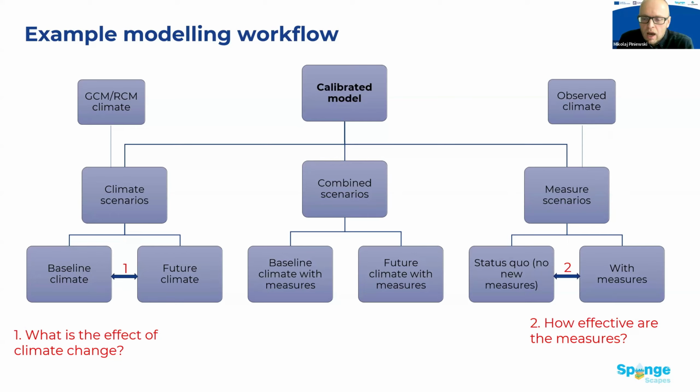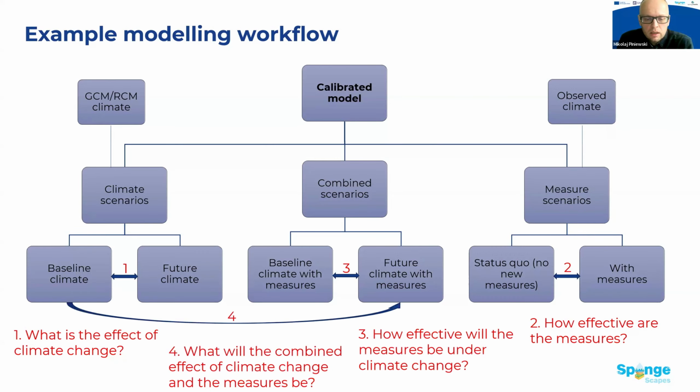The second question: how effective are the measures for the current climate? And then comes the stage in which we combine a future climate with measure parameterization. With this, we can answer two types of questions. First, how effective will the measures be under climate change? And the second, what will the combined effect of climate change and the measures be? So it's more about resilience of measures.